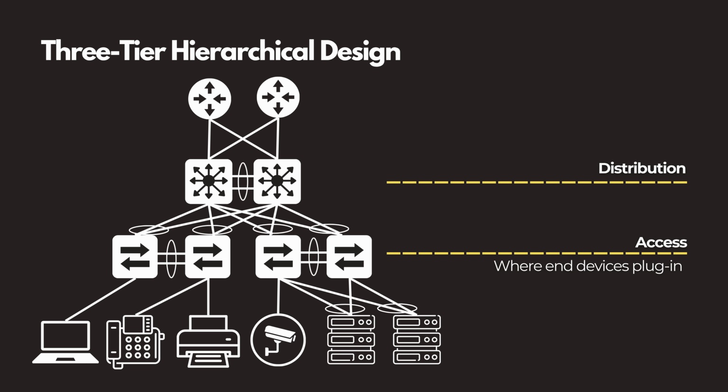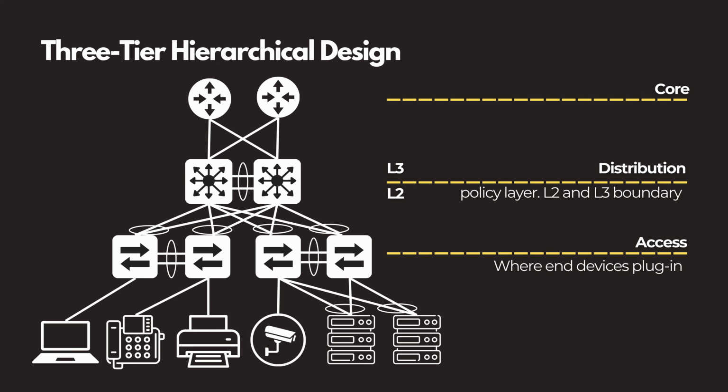The next one is the distribution layer, the policy layer. Routing between VLANs, ACLs, and QoS happens here. This is usually where layer 2 ends and layer 3 begins. It aggregates traffic from multiple access layer switches.